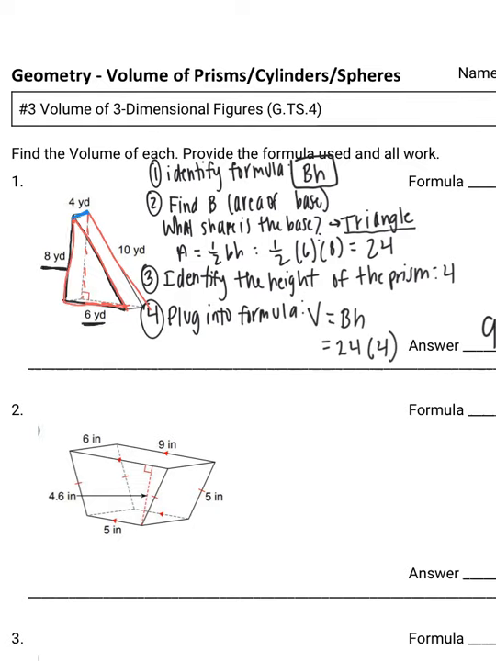So I know it's kind of confusing to think of what's the height. It doesn't really look like a height. So what I want you to think of instead is what length is connecting the two bases of my prism. So that's how I got 4 for the height.